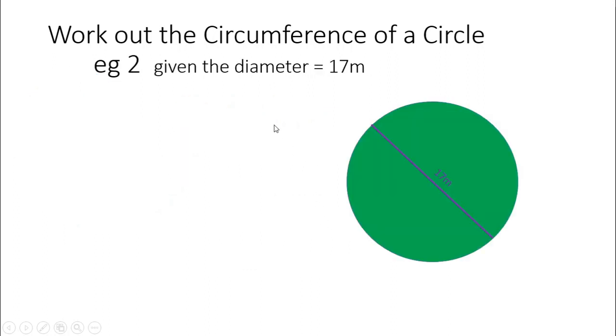Let's have another look at an example. Here we're given the diameter. So I'm going to use this formula this time. C equals pi times diameter. Now you're going to have to remember these two formulas, but they shouldn't be too difficult to remember when you realize that they're basically the same thing. I don't need to do 2 times pi times the diameter because the diameter is already 2 radiuses.